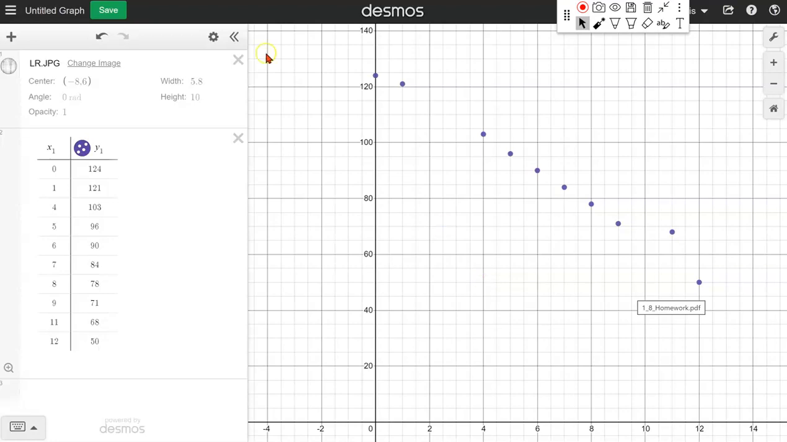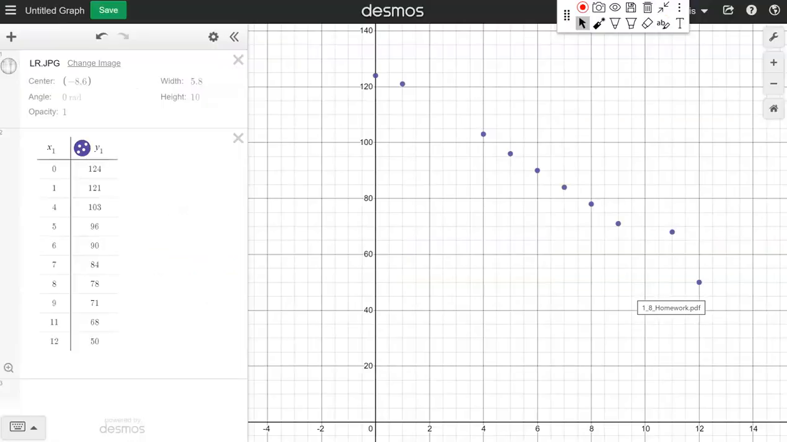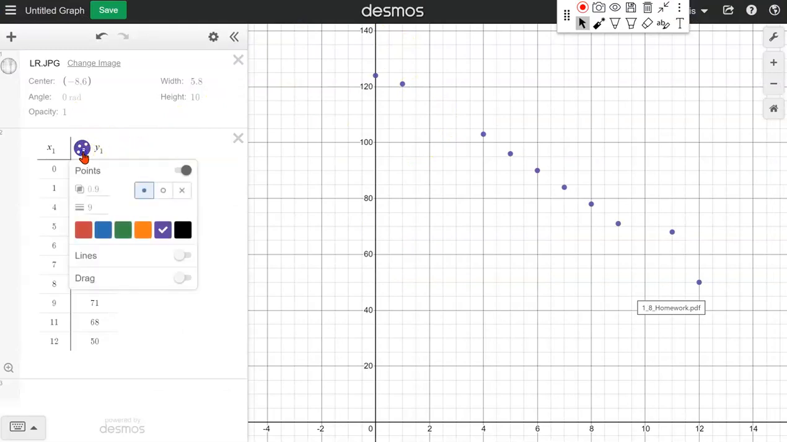And as you can see here, the graph should illustrate that the data is not linear. How can you also use the data in the table to show that the data is not linear? If we connect all these dots, we can see. So if you press for 2 seconds on this color and then open the line, as you can see that it's not linear. So we cannot use that.